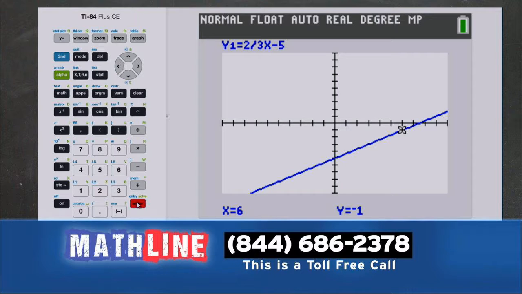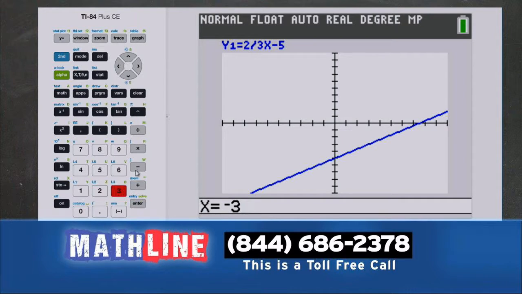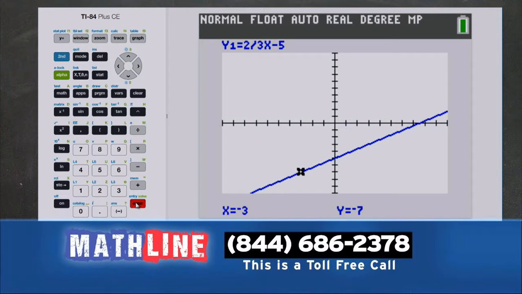Enter. We're at negative 1, exactly where we said it was supposed to be. Pick up your negative. Now remember, I said it's going to be different. Put negative 3 right in there. We're going to trace. Hit enter. And my goodness, we're at negative 7. Life is good. 3 for 3.